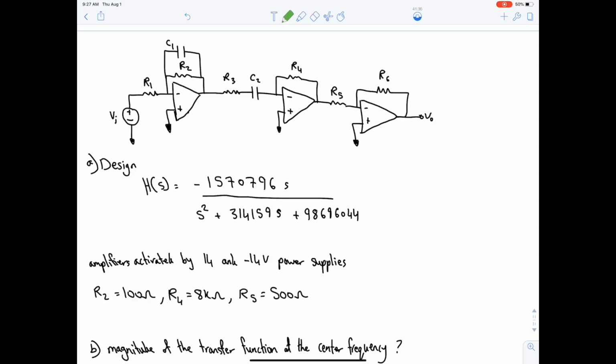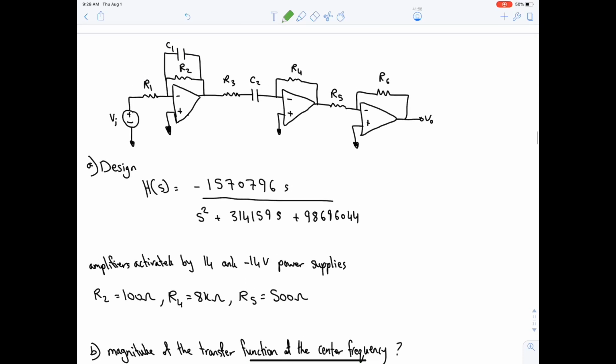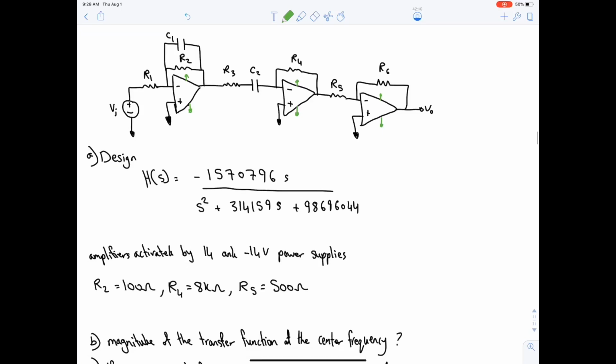This is an active bandpass filter, and the question says design. Design means find all the unknowns. What are the unknowns? R1, R2, R3, R4, R5, R6, C1, C2. Okay? Design. We were given the transfer function. It says amplifiers are powered by 14 and minus 14, which means that there are sources here, 14 and minus 14. There are saturation limits. Okay? We were given R2, R4, R5, and we need to find the rest.